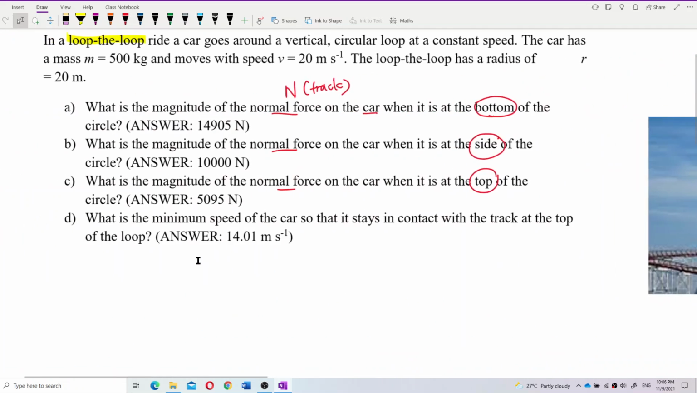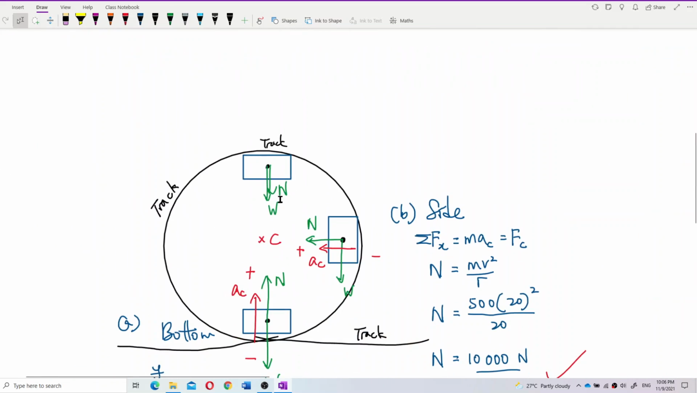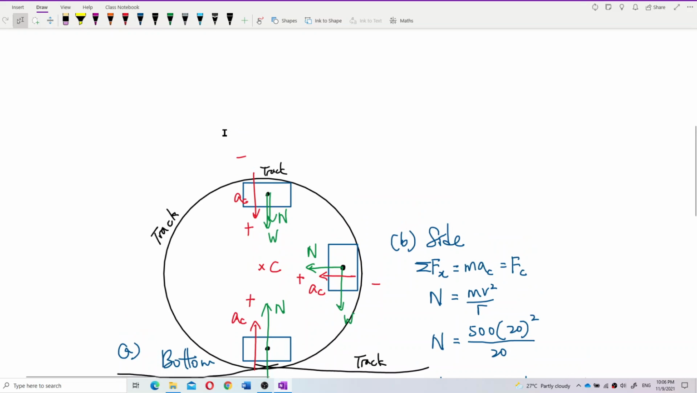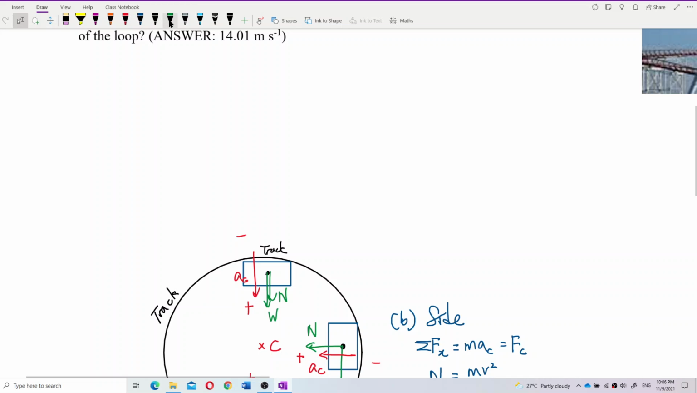So let's look at this question. Your track is at the top, so the normal force is downward. Where is your centripetal acceleration? Your center of circle is at the bottom, so your centripetal acceleration is towards the center of circle, which is downward. Direction following the acceleration is positive, opposite is negative. So now we apply Newton's second law.